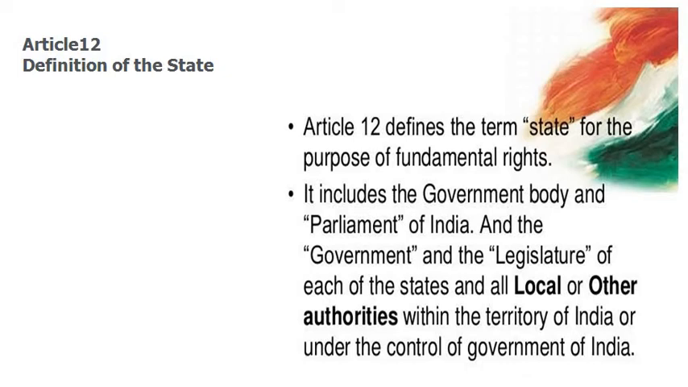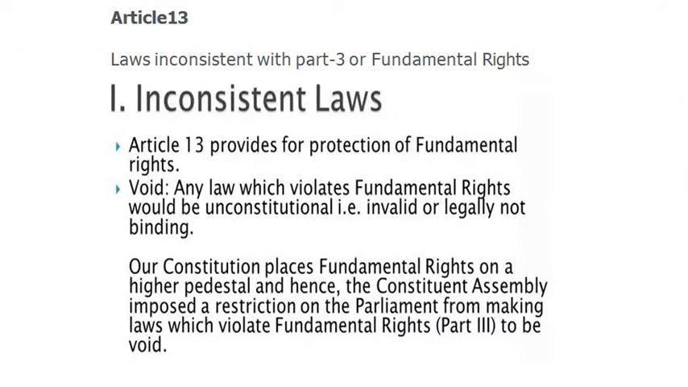Article 12, definition of the state. Article 12 describes the term state for the purpose of fundamental rights. It includes the government and the Parliament of India, the government and the legislature of each of the states, and all local and other authorities within the territory of India or under the control of the Government of India. That means under Article 12, the definition of the state, that is the union government and the state government, is given.